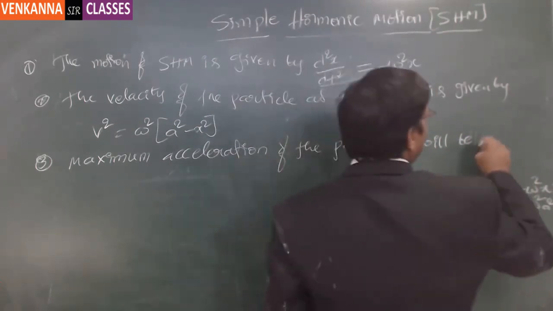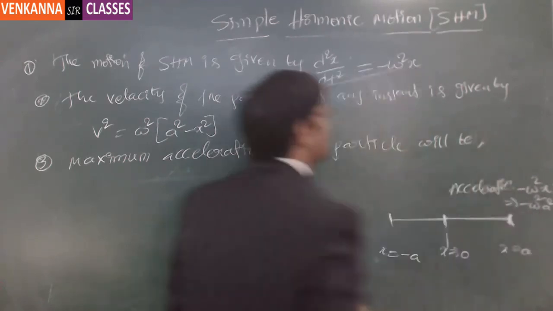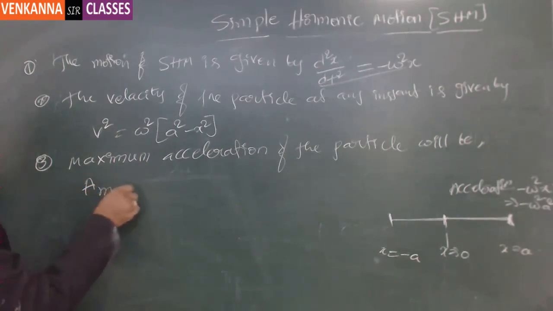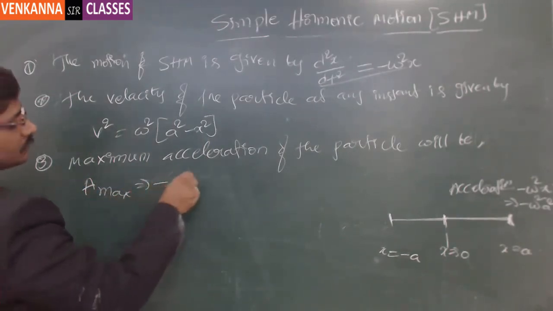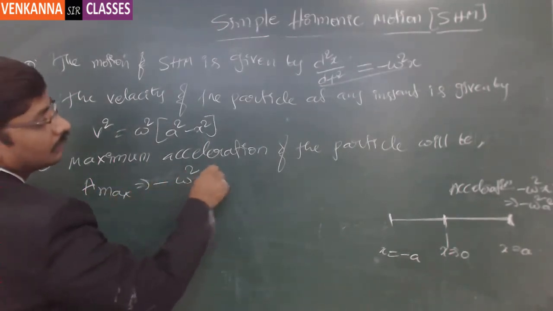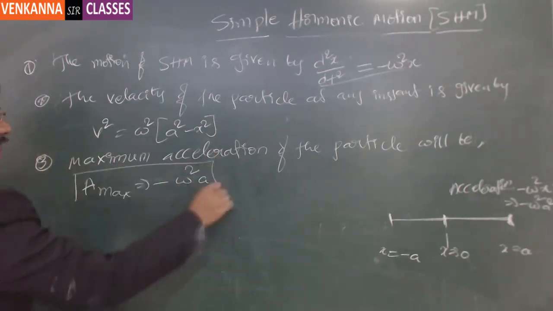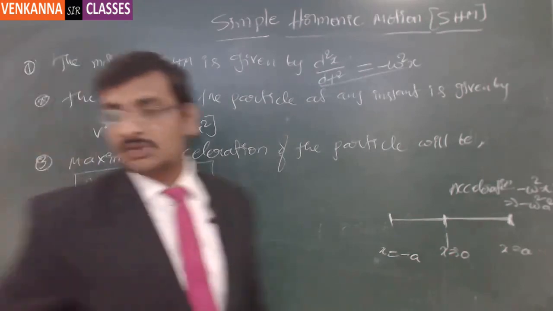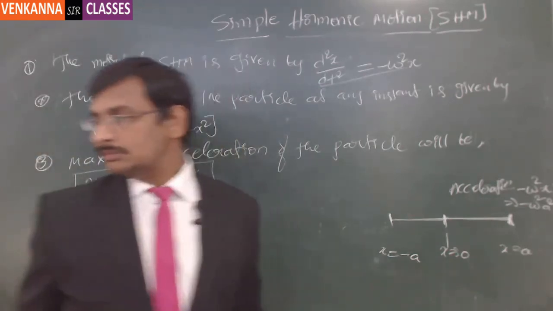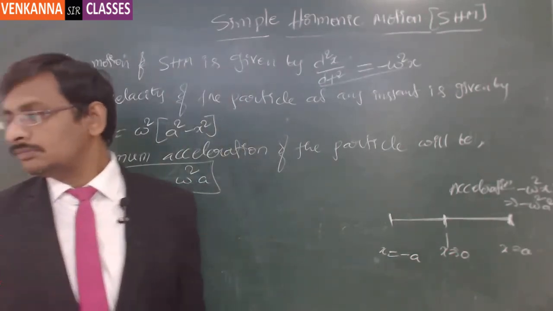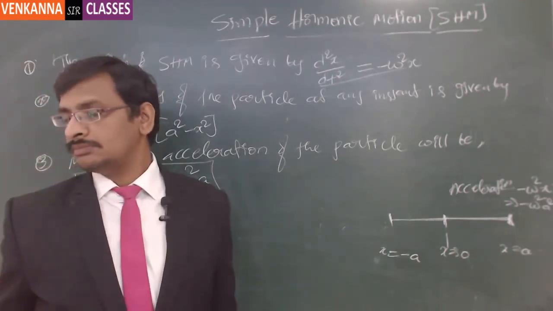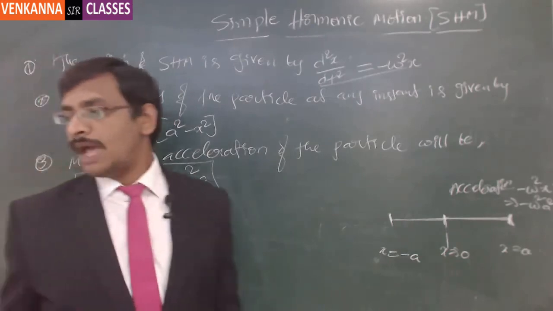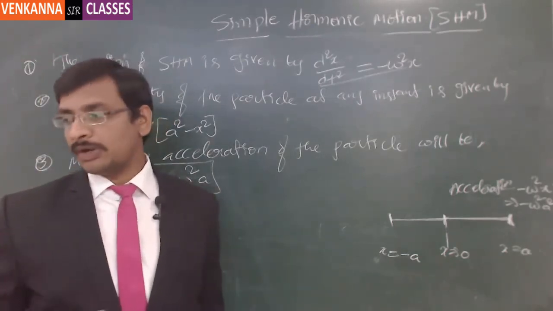So a max is equal to minus omega square a. So this is the maximum acceleration. And the maximum velocity occurs at what point?